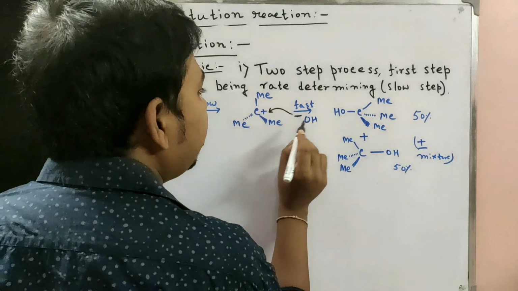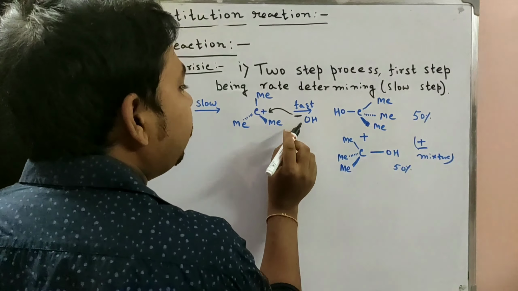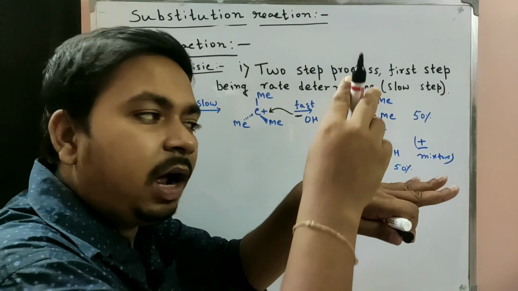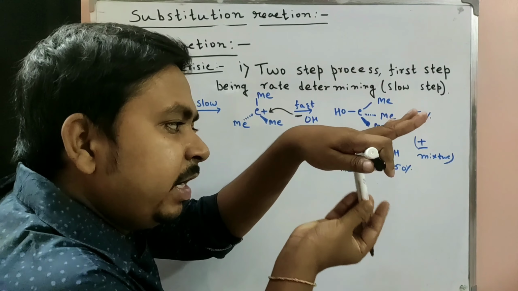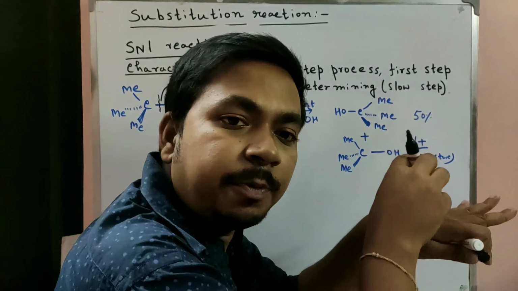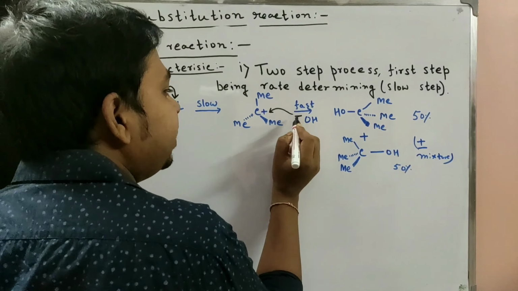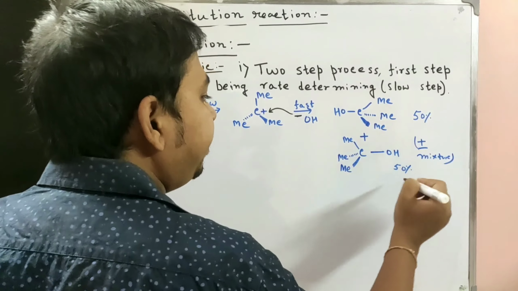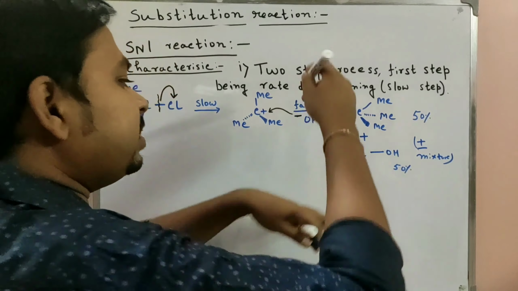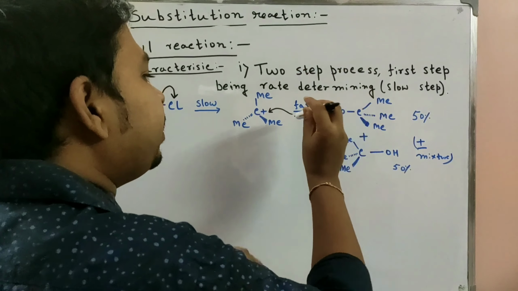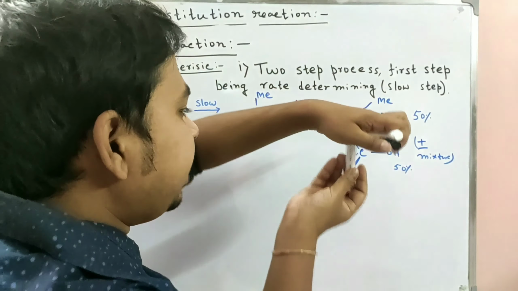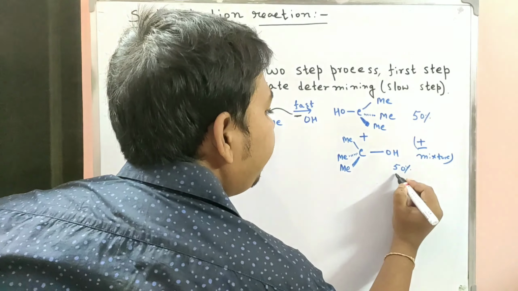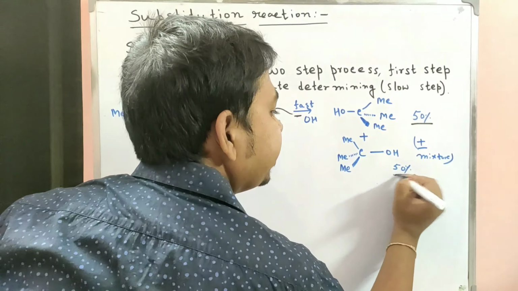So here 2 types of product are possible. One is OH minus attacking on the upside and the other is OH minus attacking on the downside. So here 2 possibilities are present. In that case 2 products form as a 50-50 racemic mixture. When OH minus attacks this side it forms this product, and when OH minus attacks the downside it forms this product. So the product formation is a 50-50 racemic mixture.